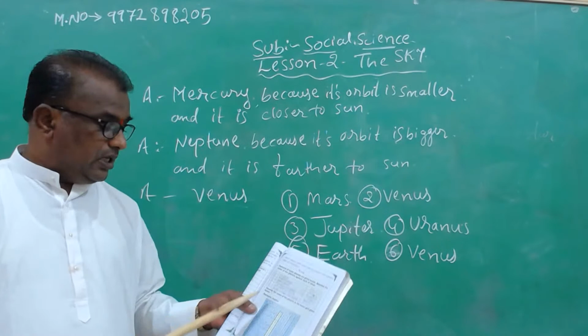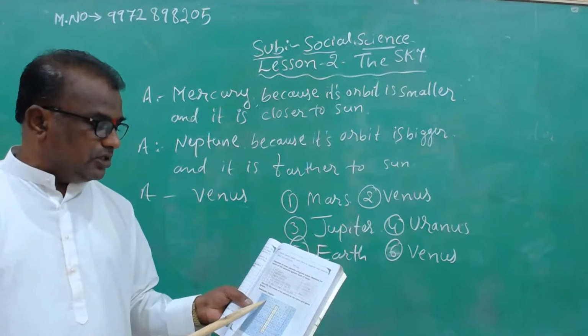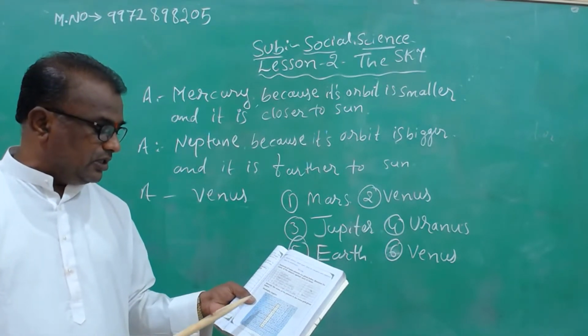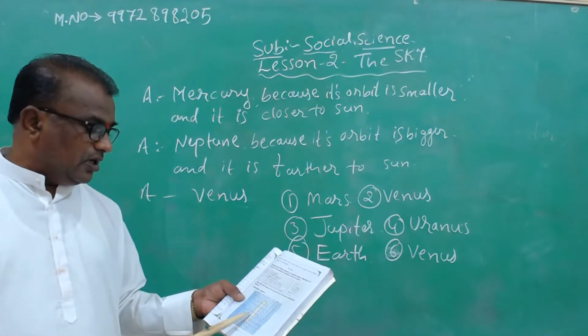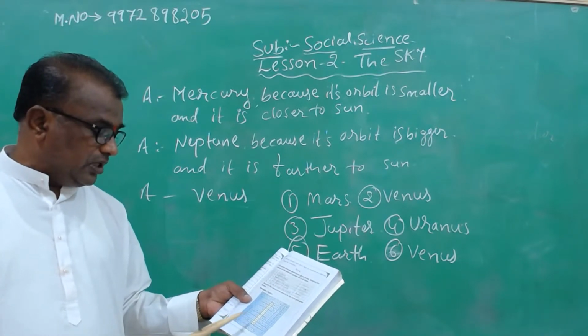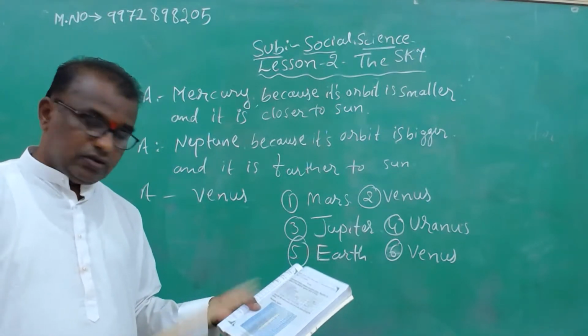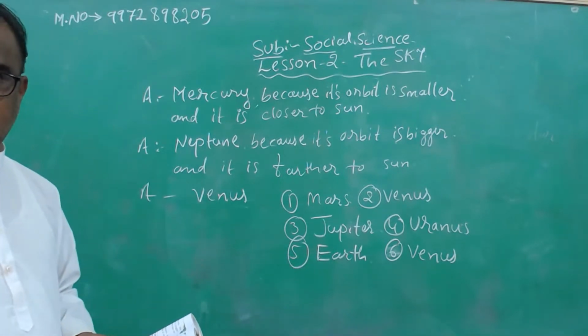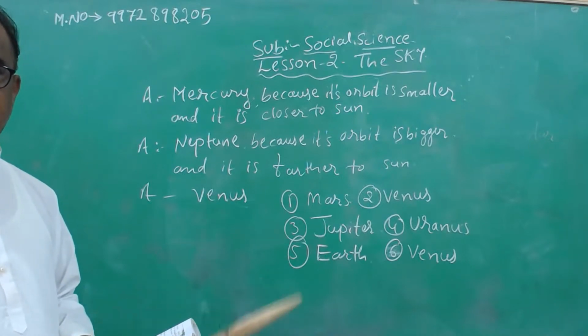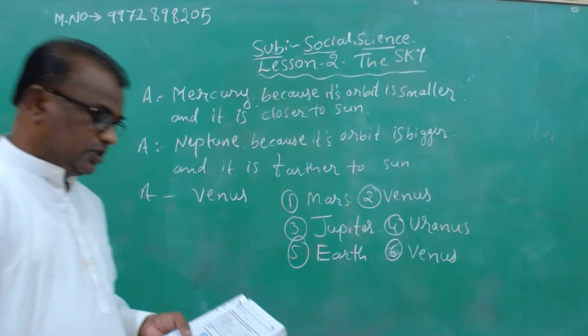Okay? See, here first Mars is here, Uranus is here, Venus is there, Saturn is there, Earth is there, and Mercury is there, and Neptune is there. So I identified them here, but it is your work. Identify and mark the circles in this puzzle.